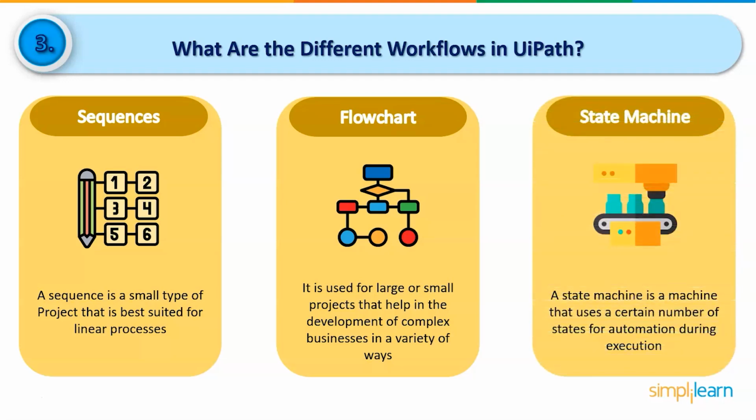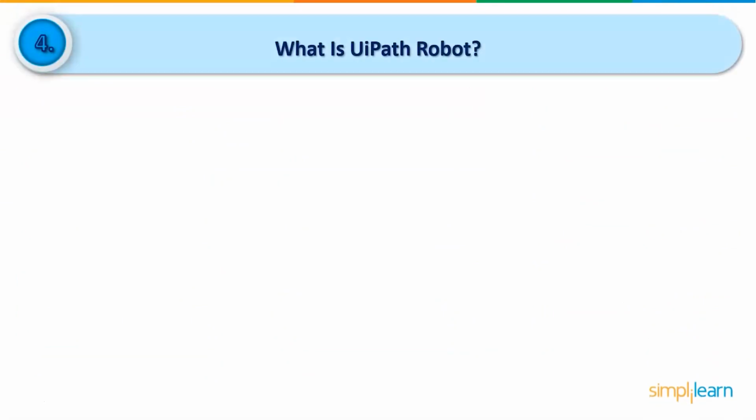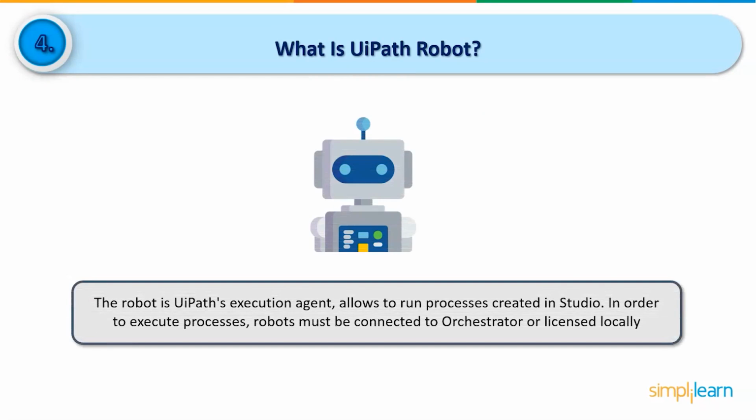State machine. A state machine is a machine that uses a certain number of states for automation during execution. It will only change states if an action is performed on it. Let's look at the next question. What is a UiPath robot? The robot is UiPath's execution agent, allowing you to run processes created in the Studio. In order to execute processes, robots must be connected to the Orchestrator or licensed locally.